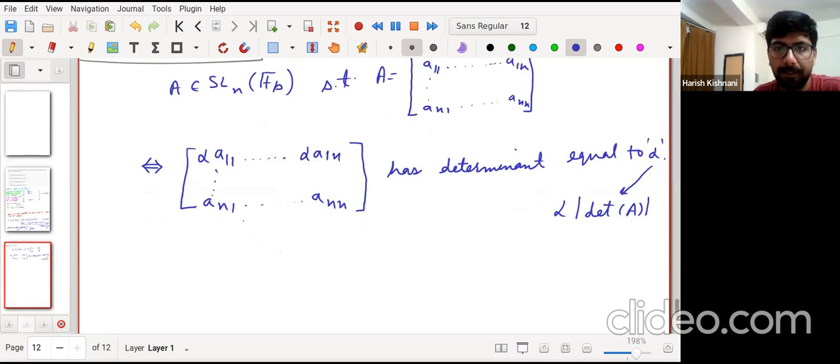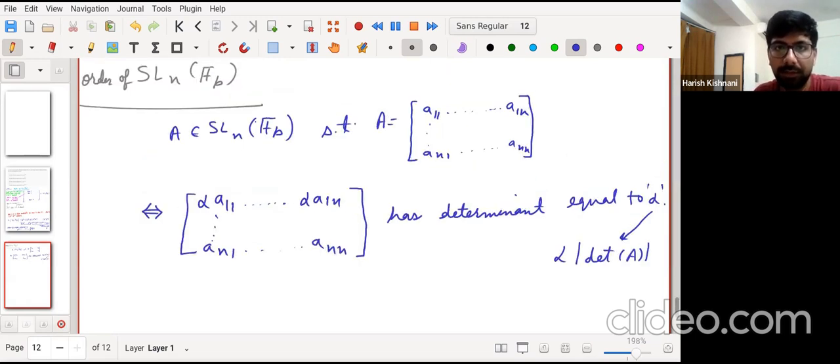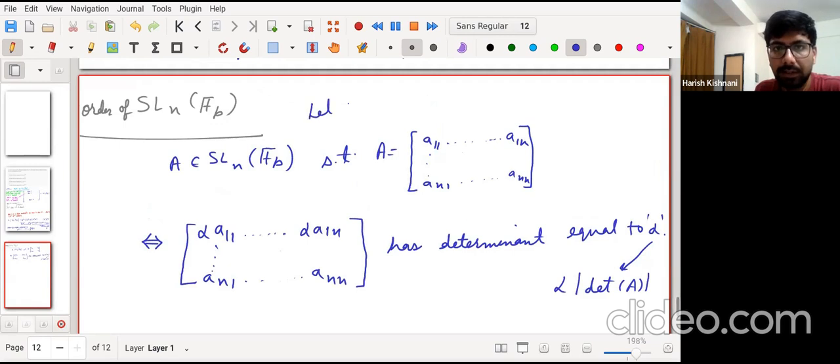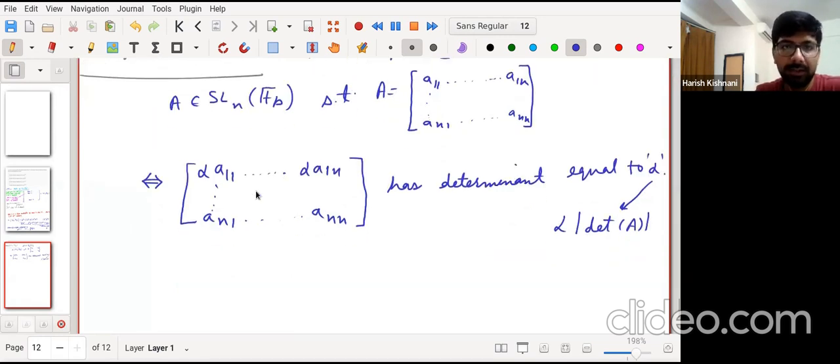So definitely we have to first fix alpha to be some non-zero element of F_p, that is, an element of F_p minus the set {0}. Because if this matrix has determinant alpha, then the determinant of A will be the determinant of this matrix divided by alpha, which is 1. And this matrix having determinant 1 will imply that this matrix has determinant alpha.